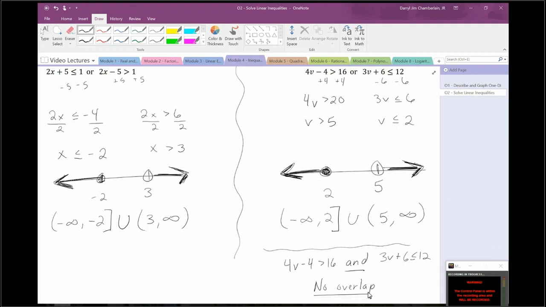All right, and that's everything we need for solving linear inequalities.